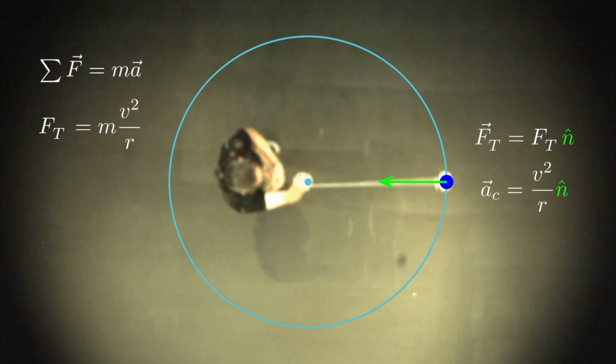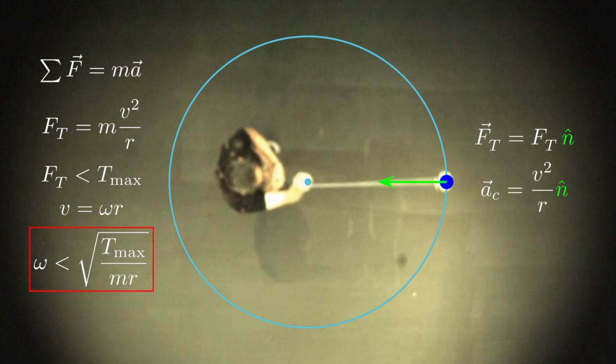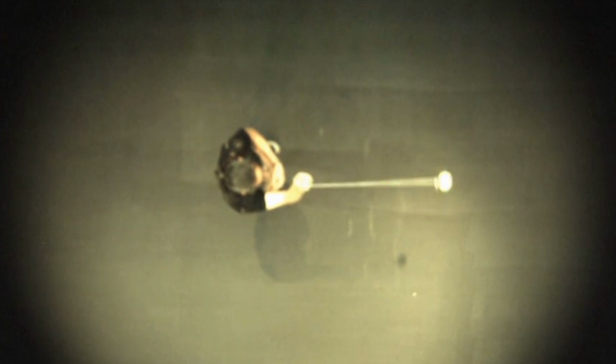One interesting thing to investigate in this problem is how quickly we can twirl the ball around before the string breaks. Given a maximum force for the string, it's not difficult to solve for the rotation rate as a function of this maximum force. Notice that this rotation rate decreases if we increase the mass of the ball or the radius of the circle. If you've ever played around twirling a ball on a string, this fact probably won't be too surprising.